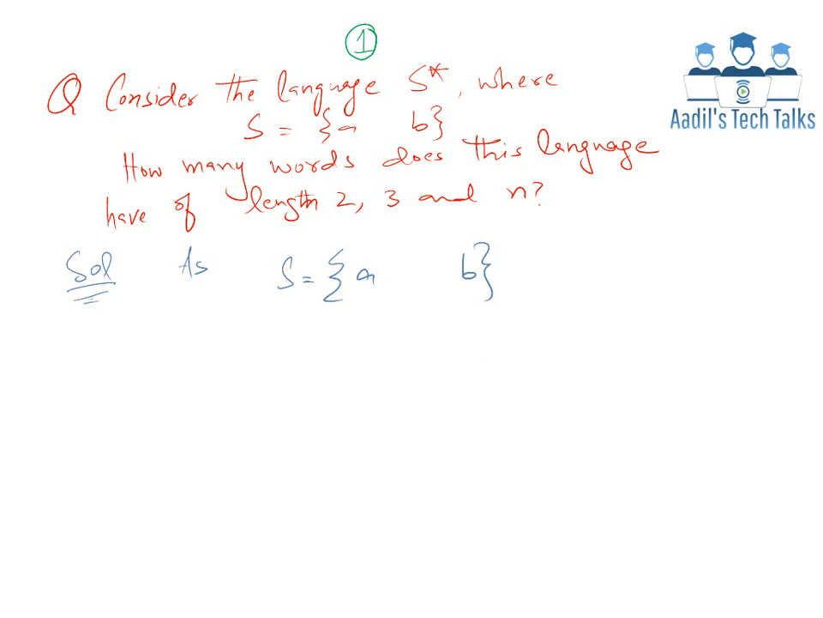Now in this video we will try to solve some numerical problems, some analytical problems on languages. First of all, the first problem is: consider the language S star where S is equal to {A, B}. How many words does this language have of length 2, 3 and N? S is a language over an alphabet that consists of two symbols A and B, and S star is the Kleene closure of S.